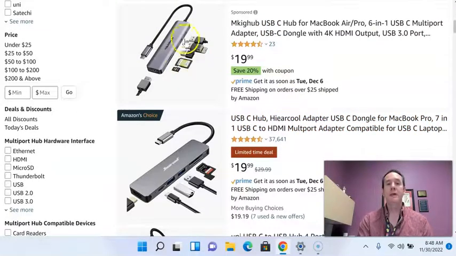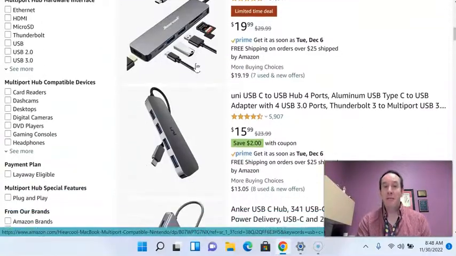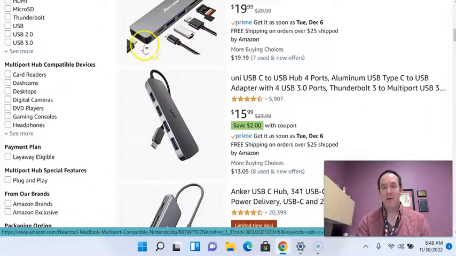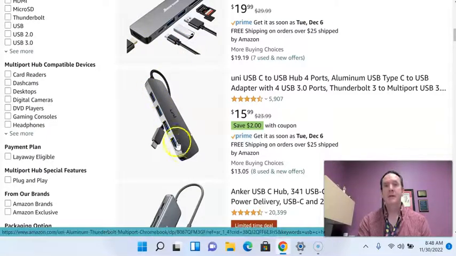And really, you just need to pay attention to what kinds of things you would need. Most likely, you're going to need some USBs. And you're going to need a place to plug in headphones if you have a wired headphone. So I would look for one that has those options. But you're really going to have to read and see what the different ports are that are available, because some of them will only be USB ports like this one that I'm pointing at right now.